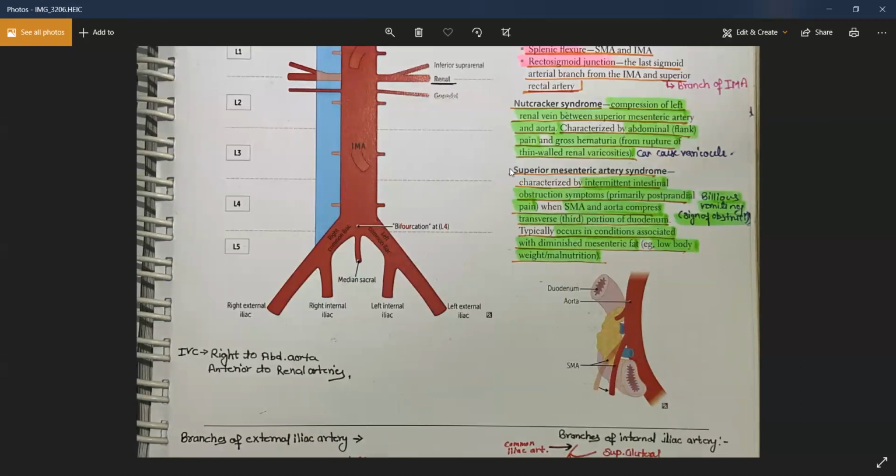Second syndrome is the superior mesenteric artery syndrome. It happens because of a blockage or obstruction, or the compression, I must say, of the duodenum between the superior mesenteric artery and the aorta. You have some visceral fat in between the duodenum and the superior mesenteric artery, which prevents this compression of the duodenum.